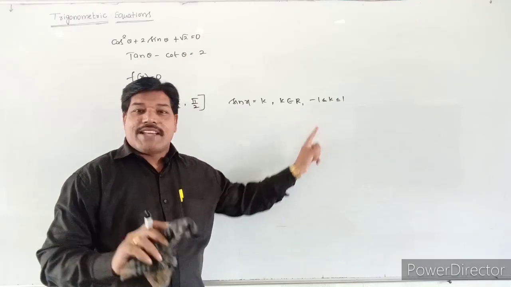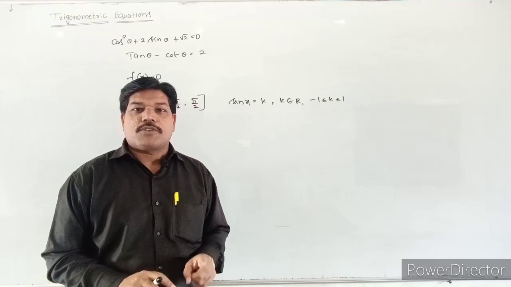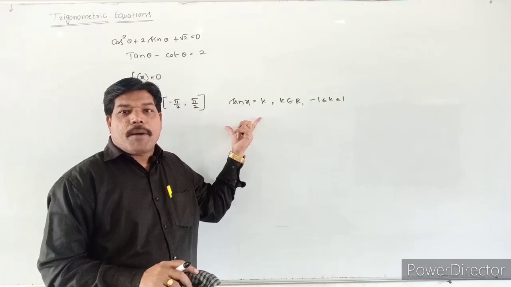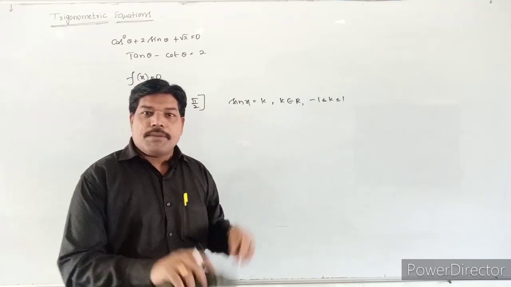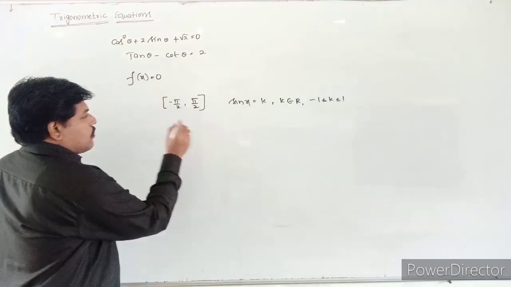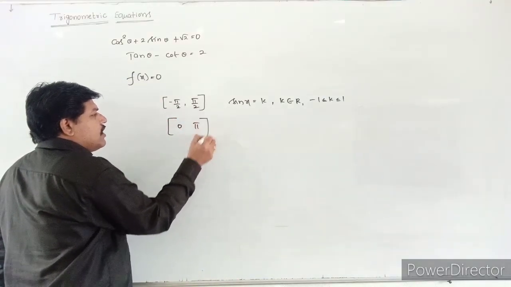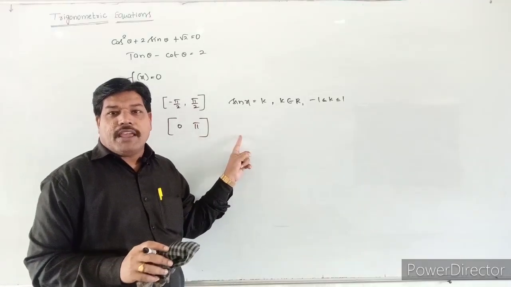General solution means there exists a number of solutions for the equation, but the principal solution has a unique value that lies in minus pi by 2 comma pi by 2 for the equation of the form sin x is equal to k. And similarly, see this one. There exists a unique value of x in 0 comma pi.